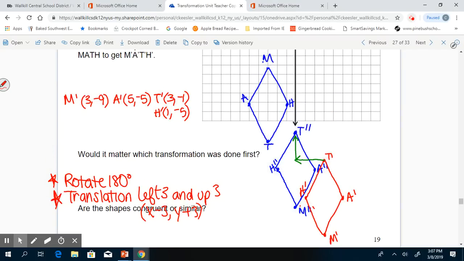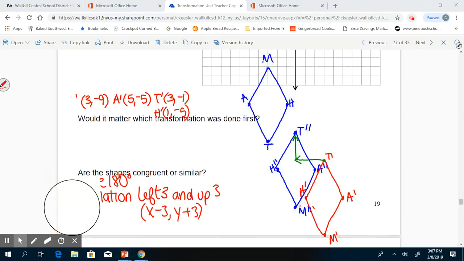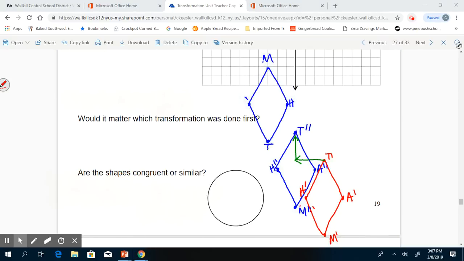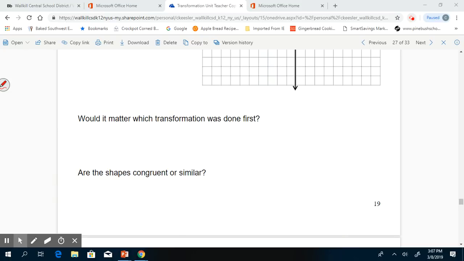So now from here, we can talk about, well, would it matter which transformation was done first? It wouldn't at all. We could have done the translation first. If we had translated, instead of going left 3 and up 3, we could have translated right 3 and down 3. That would have matched those up and then done the 180-degree rotation to get the letters in the right spot.